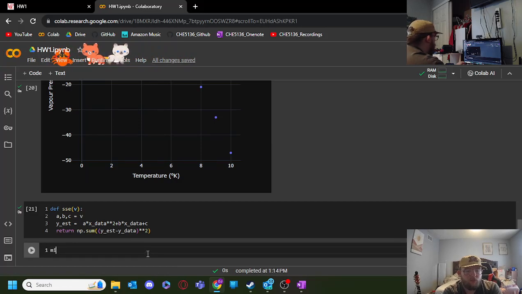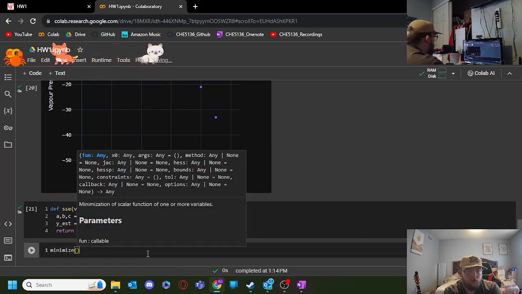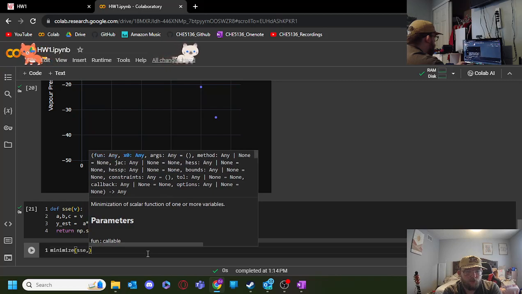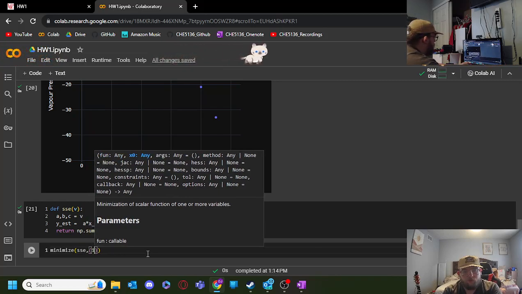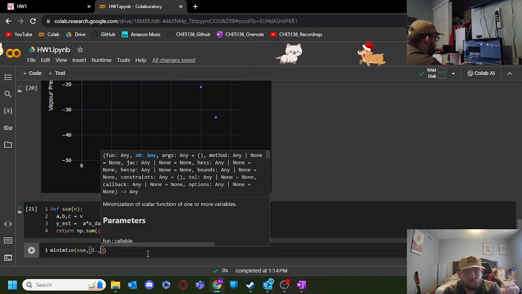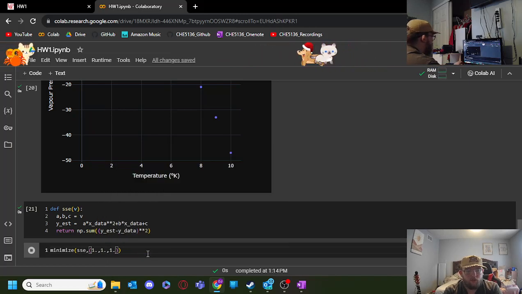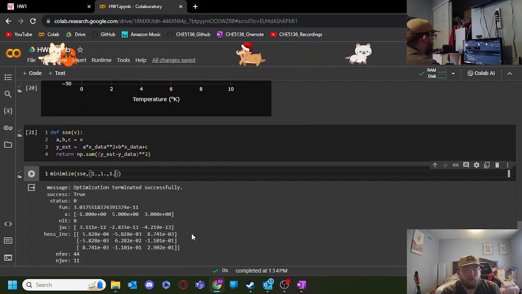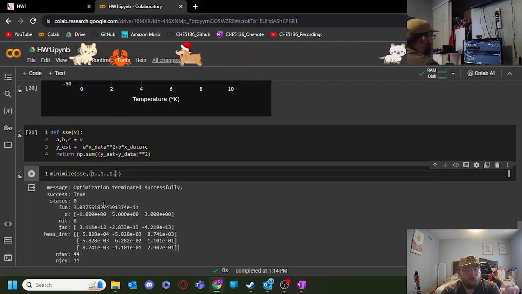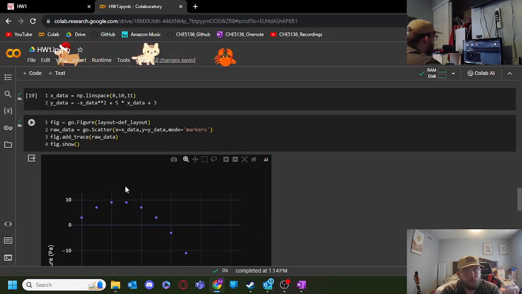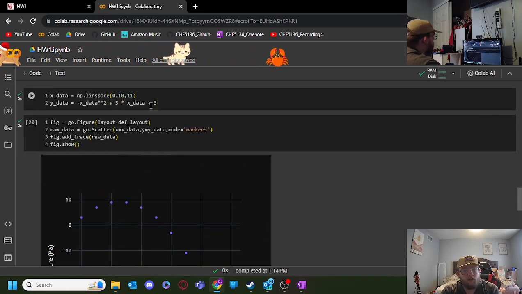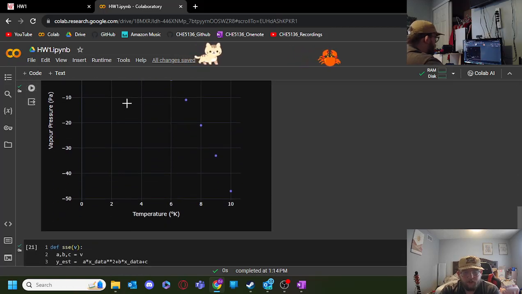So now if we go to minimize, plug in our function, and for our x naught, let's do just ones. If we run that, we got true. What minimize gave us was -1, 5, 3. Up here, -1, 5, 3. So that's correct.